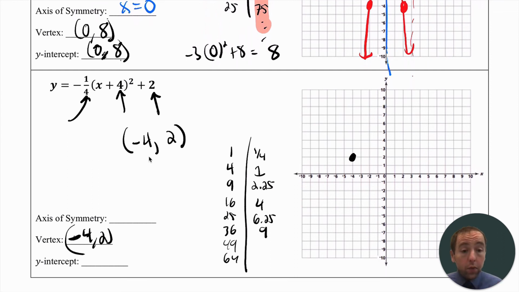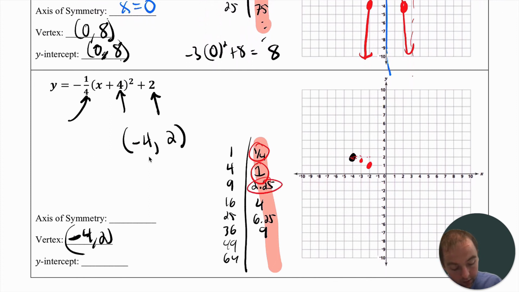So then starting from our vertex, if you do travel 1 unit over, you're only going to go down 1/4, because that's how far we want to go. And then when you go over 2 units, you're only going to go down 1, because that's 1/4 as far as you normally would go.